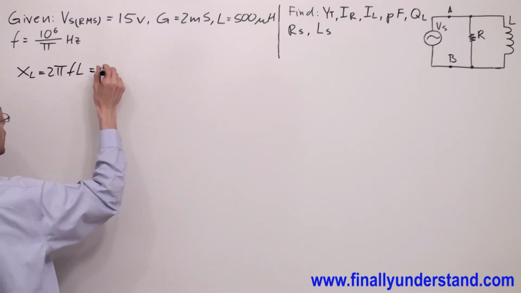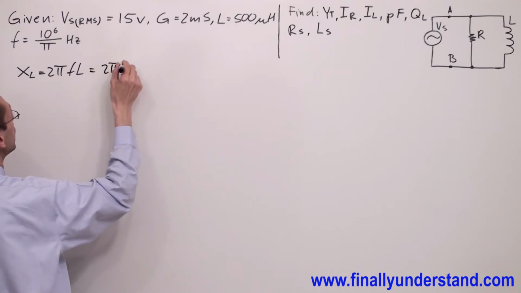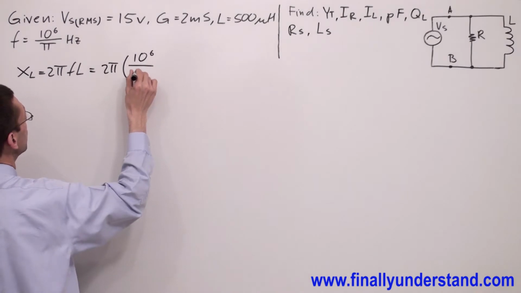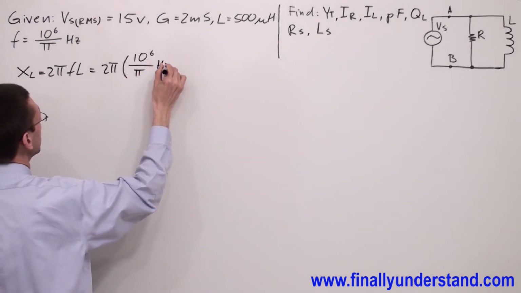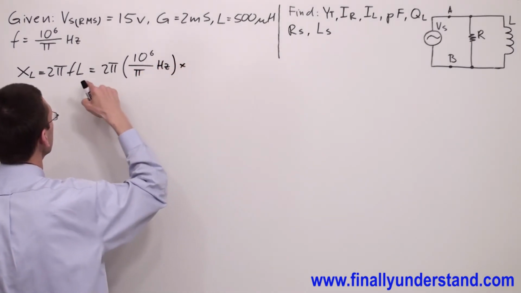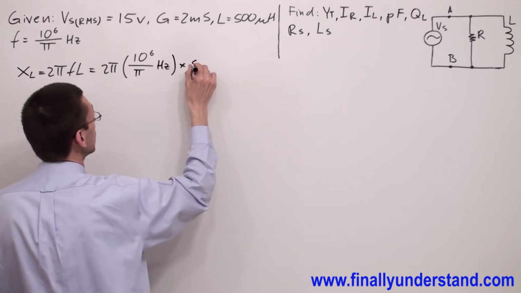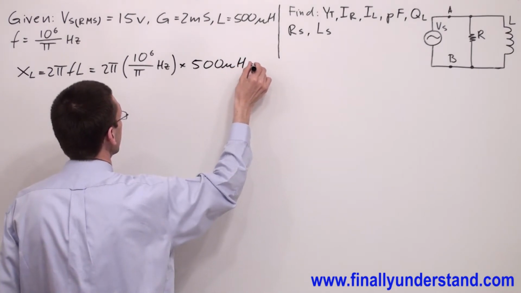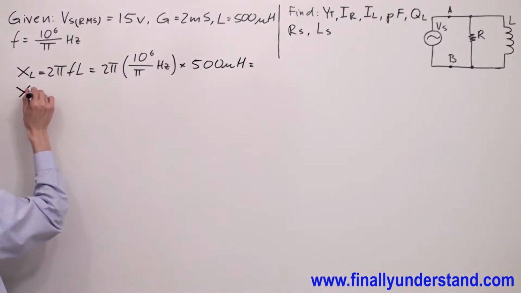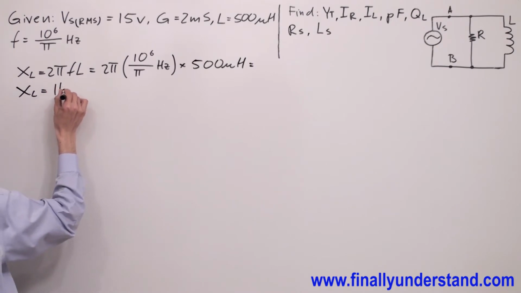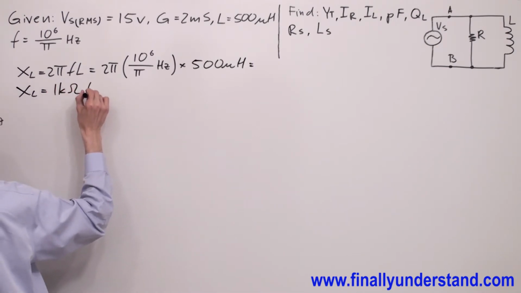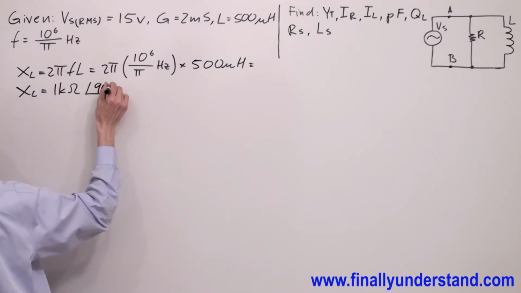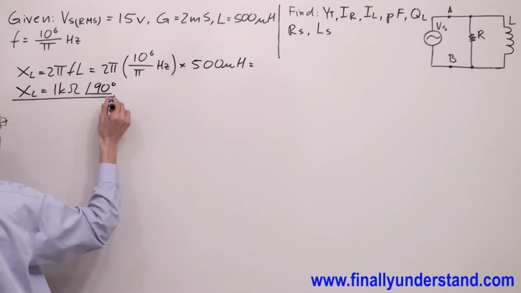So this is equal to 2π times the frequency, and frequency is 10^6/π hertz, times the inductance, 500 microhenries. This is equal to 1 kilo ohm, and of course X_L always goes with an angle of 90 degrees. So this is my X_L.